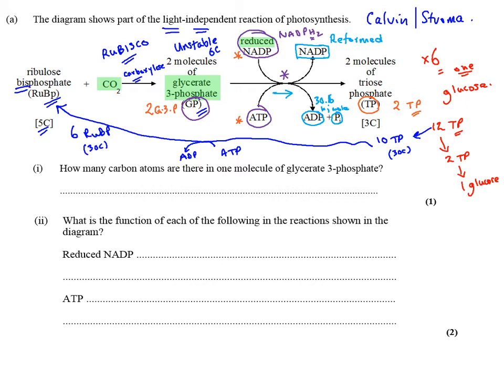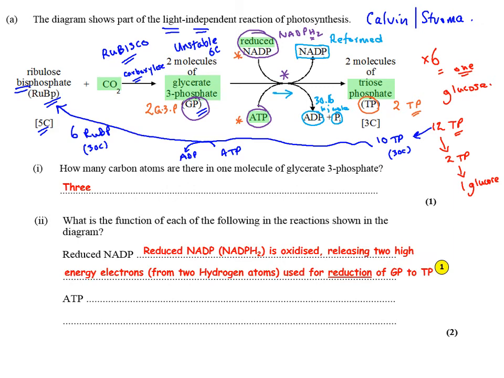So that's the basic gist of the question and the information that we're given. So the first question, A number 1, says how many carbon atoms are there in 1 molecule of G3P? Well, we know straight away that is 3. Then it says, what is the function of each of the following in the reactions shown in the diagram? The reduced NADP. Well, we know that hydrogen is actually needed to help reduce glycerate 3-phosphate into triose phosphate.